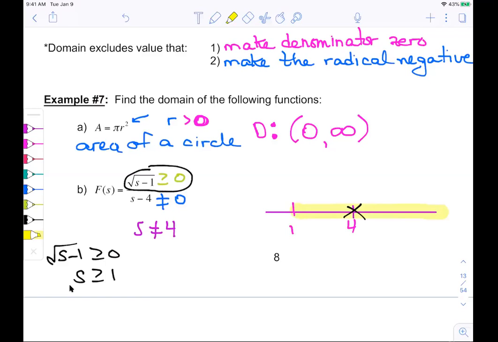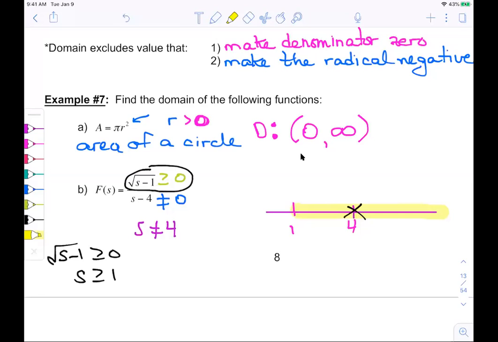Ah, I lost my screen. Can somebody try and, oh, it came back. Try and write the domain using the picture. So it starts at 1. It's allowed to go all the way over and be greater than or equal to 1. But it can't be 4. So how would you write that as a domain?